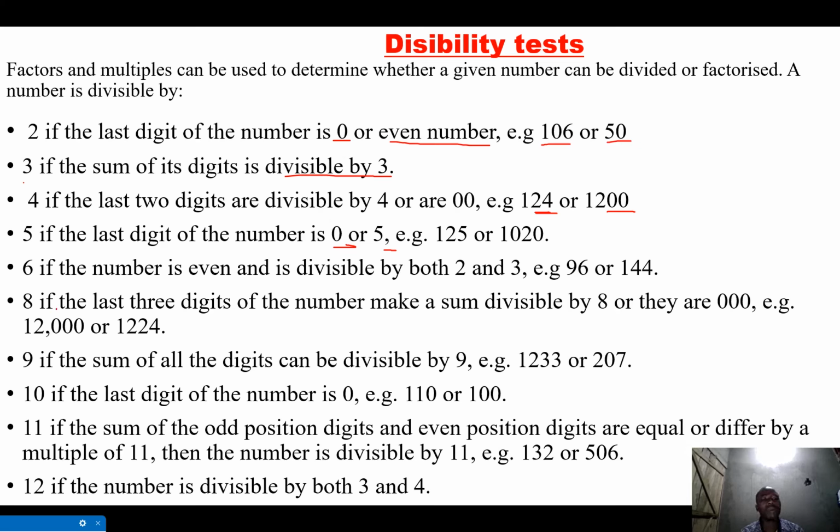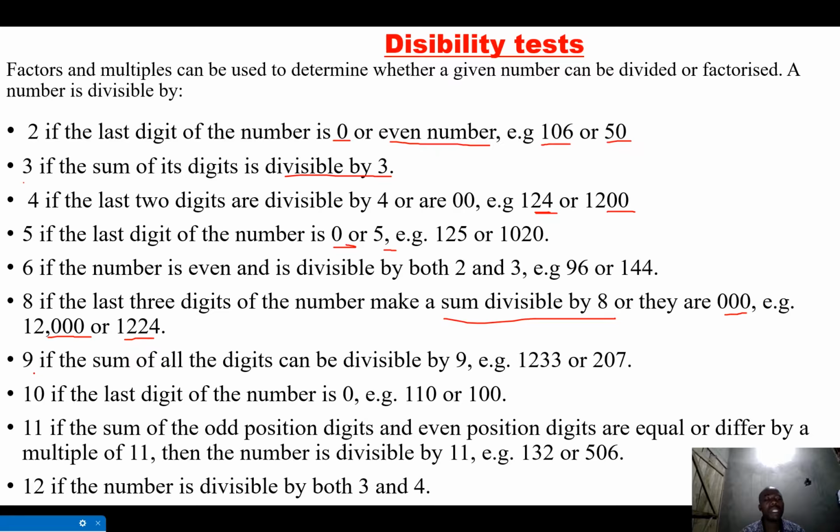Then a number is said to be divisible by 8 if the last three digits of the number make a sum divisible by 8. So you look at the number, go to the last three digits, and add them. If you get an answer which is divisible by 8, that number is also divisible by 8. Also, if the number ends in 3 zeros, you are sure it will be divisible by 8. Examples are here. This one ends in 3 zeros, so it is divisible. If you add the last three digits here, 2 plus 2 plus 4 is 8, and since 8 is divisible by 8, this number will be divisible by 8.